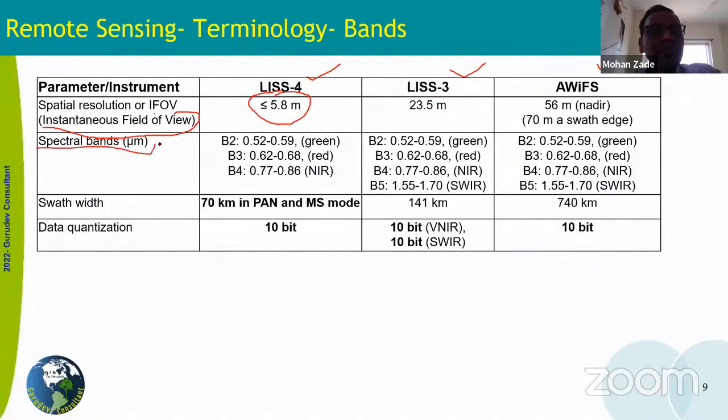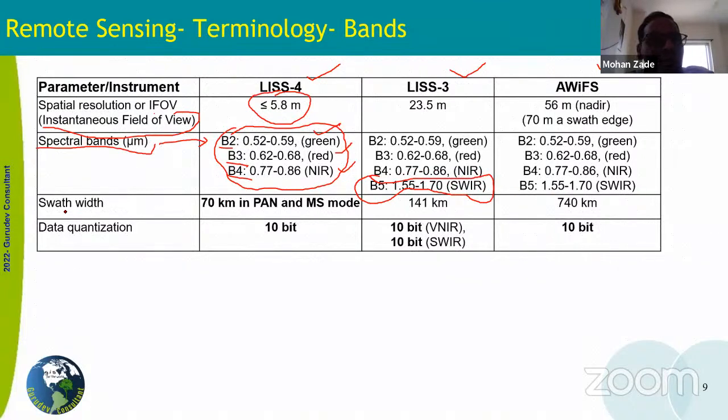Spectral band. Now, if you see here the spectral band, it is having 3 band images, B2, B3, B4. So B2, B3, B4 are green, red, and NIR in the electromagnetic spectrum, in Landsat 4. Now Landsat 3, if you see here, there is one more band, or spectral bandwidth, added, a SWIR, that is 1.55 to 1.7 micrometer, that is short wave infrared. This is near infrared.